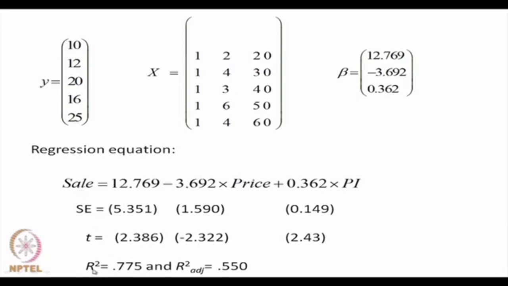This means that personal income does have an influence on sale. Now, I also introduced another statistic called R square. In this case, the software SPSS gave a value of R square as 0.775 and the adjusted R square value came as 0.550. We would rely more on the adjusted value of R square. 0.55 means that 55% of the variation of the actual values from its average was explained by our regression method.